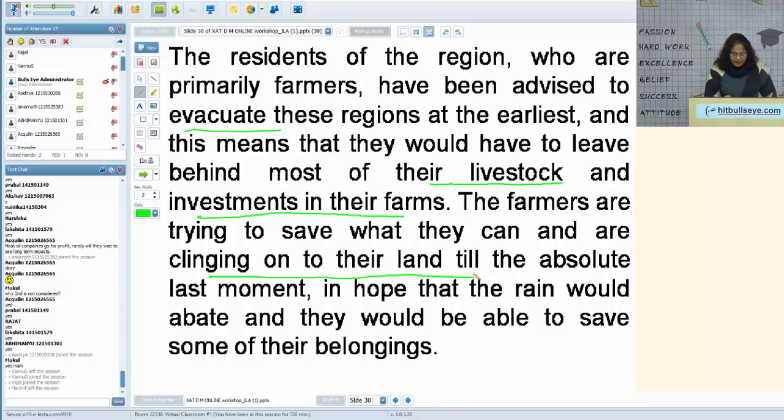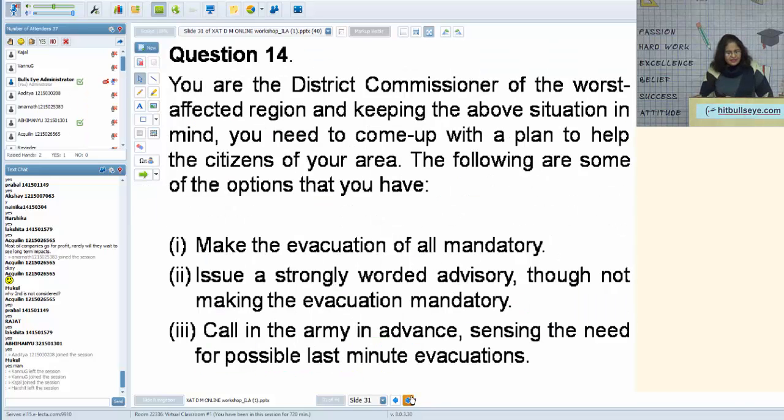And they hope that rain would abate and they would be able to save some of their belongings. And now here again, the person on behalf of whom you have to take the decision is important. You are the district commissioner of the worst affected region, and keeping the above situation in mind, you need to come up with a plan to help the citizens of your area. And the citizens, they don't wish to evacuate because they don't want to lose their livestock and the investment they have made on their farms. Now what to do? The following are some of the options that you have.